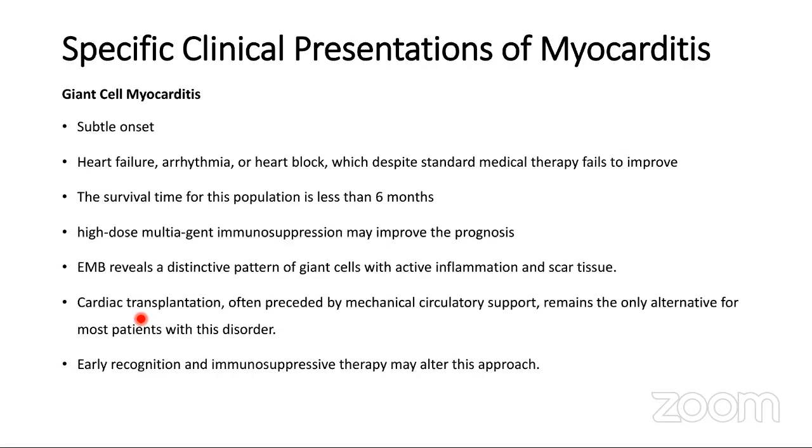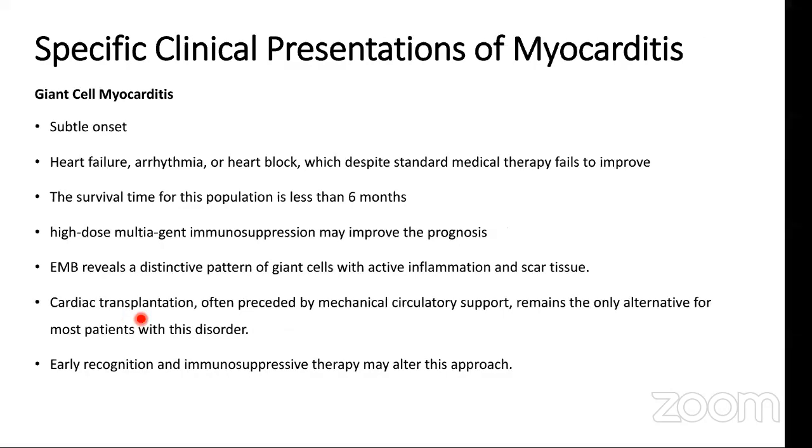And here, this is the indication for high-dose, multi-agent immune suppression for a sufficient period. If we stop the immune suppression prematurely, the patient may relapse. Immune suppression, together with hemodynamic support using a mechanical circulatory assist device, may improve the prognosis. The last hope is cardiac transplantation.